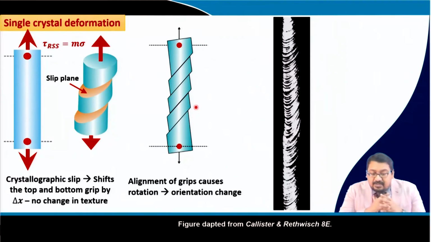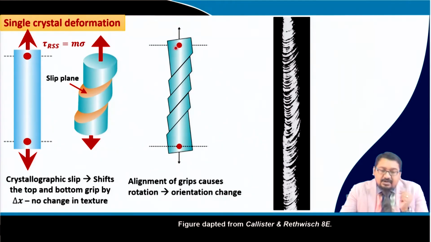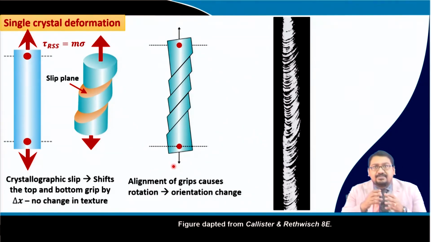So, this formation of striations and the rotation of the slip plane, because of the pivoting of the grips, the non-allowing of the movement of the grip in the x and y direction, leads to the change in the orientation of the material, and such a kind of specimen could be observed in the material. This figure has been adapted from Callister and Rethwisch, a book which you all might know.